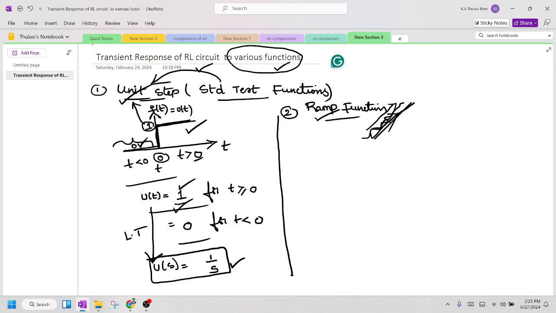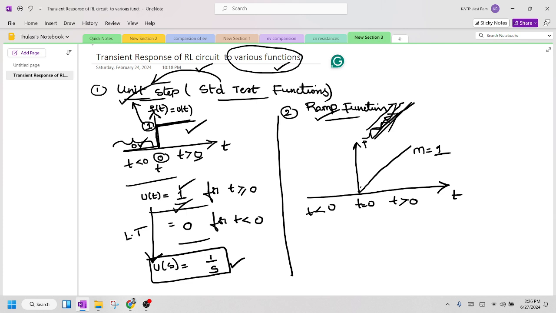Here also I'm going to take the function like this. I'm going to have the x-axis as time t, and at t equal to 0 the waveform is defined like this. This waveform is defined for t greater than 0 and there is no waveform for t less than 0, and it maintains a slope of m equal to unity. Why? Because this is a linear line, therefore slope m is equal to 1. I'm defining this function as f of t equal to r of t, where r of t is called the ramp function. How to write down r of t? It's very simple. We'll write it in the standard format.